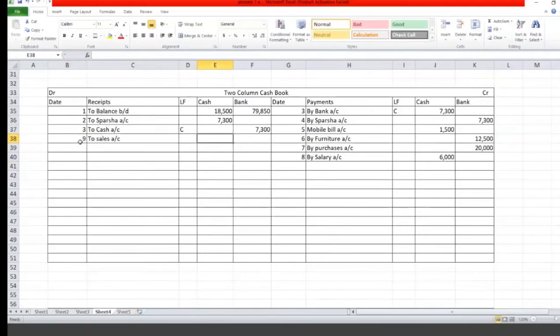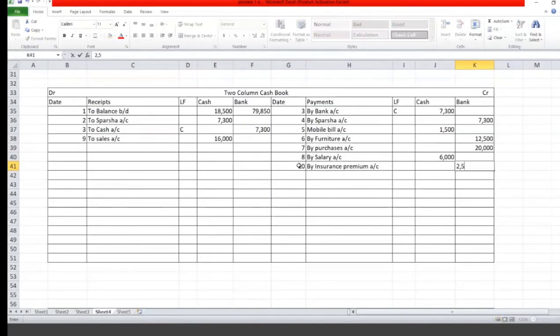We received cash only, so write down directly in the cash column 16,000. Next, insurance premium paid by check. So again it is a payment, write down on 10th by insurance premium. We paid by check, so enter in the bank column 2,500.